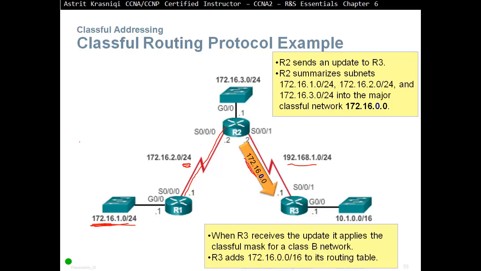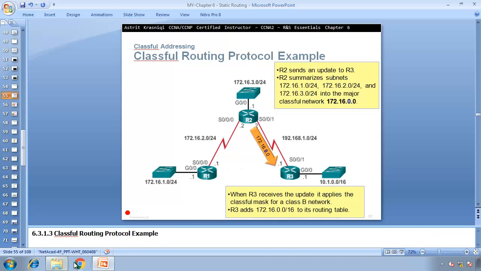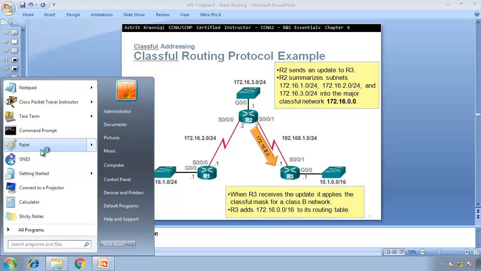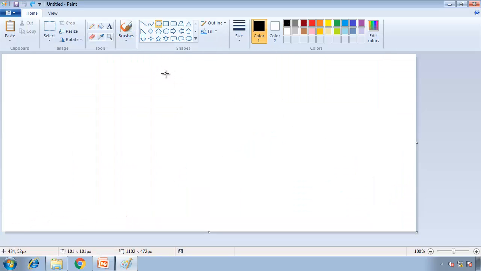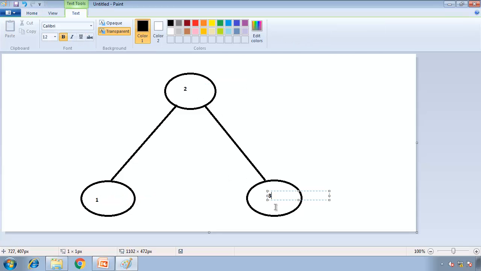Okay, I'm going to show you something about classful routing very quickly here. I'll open Paint. I don't want to spend too much time, but imagine we have 3 routers, and these are connected like this. This is our router 1, this is our router 2, and this is our router 3.